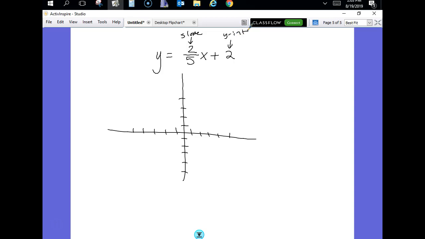Now I'm going to ask Javier, what's the next? What do we need to do now to get this thing going? That's right. So what's my y-intercept, Javier? So it's up 2, right? And then Alexis, what's my, well, my slope is 2/5. So I start from my y-intercept, and which way do I go? Bueno?